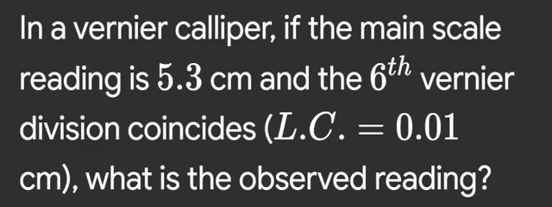Okay, so here one sort of a numerical is there. In a vernier caliper, if the main scale reading is 5.3 centimeter and the sixth vernier division coincides, least count is given 0.01 centimeter. What is the observed reading? Very tricky question. One hint I would like to give: the question is what is the observed reading? They haven't asked you any total reading. They have only used the word observed reading.